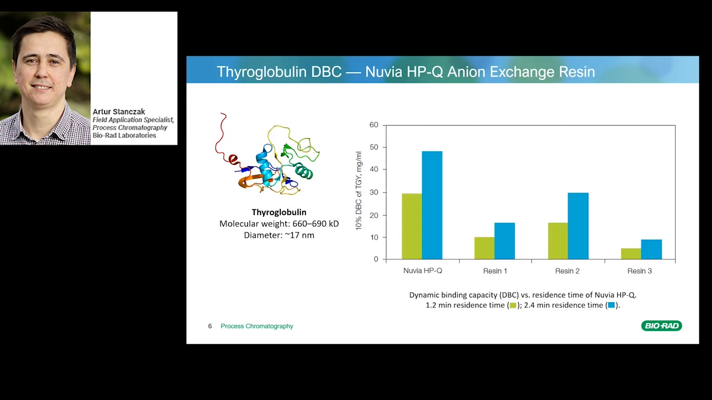This experiment was conducted to study the impact of residence time, hence flow rate, on DBC of thyroglobulin. Green bars represent 1.2 minute residence time and blue represents 2.4 minute residence time. Under tested conditions, Nuvia HPQ, which is a strong anion exchanger, bound up to 50 milligrams of thyroglobulin per milliliter of resin at 2.4 minute residence time. This outcompetes especially agarose bead resins, which are softer and therefore more sensitive to high flow rates.